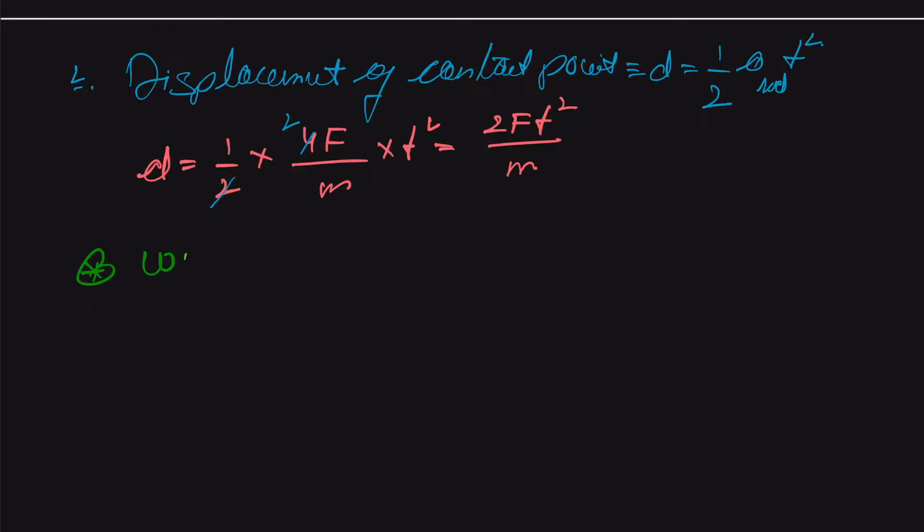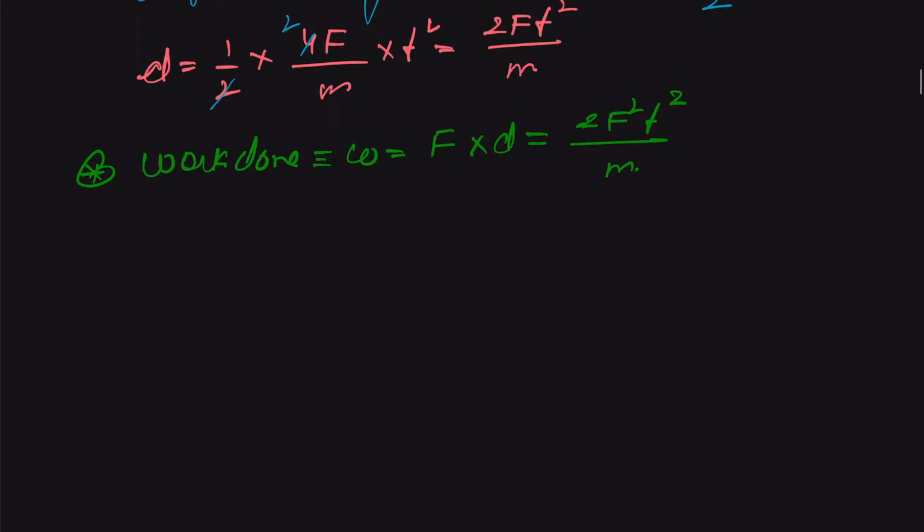So we can say our work done, if that is our W, will be equal to force multiplied by our displacement, and this will be giving us 2F²t²/m. And we can find out the kinetic energy, because that is being asked: whether it will be equal to our work done or not.